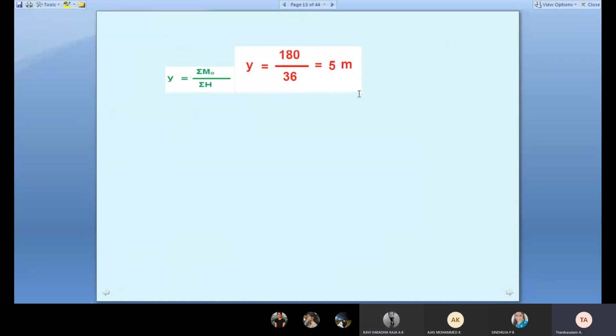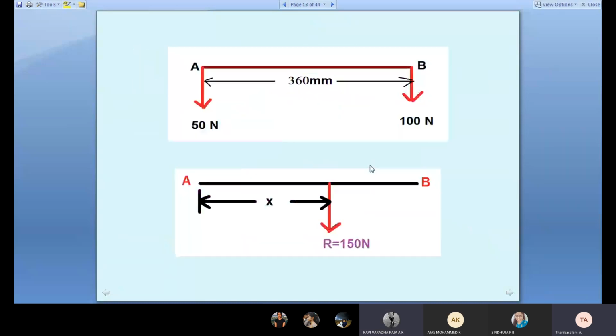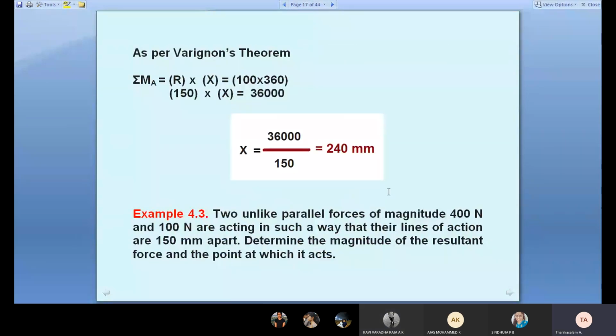The previous problem also explained this. See here, at the O point there are three forces connected. 135 cos 36 does not give a moment. Got it? Yes, sir.